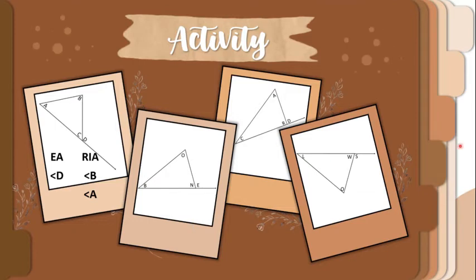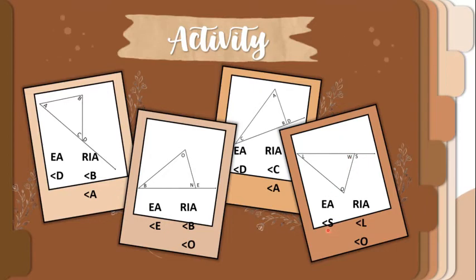Now, let's proceed to picture number 2. The exterior angle in picture number 2 is angle E, and the remote interior angles are angles B and O. And for the third picture, we have angle D as the exterior angle, and angles C and A are the remote interior angles. And for the last picture, we have the exterior angle as angle S, and the remote interior angles are angles L and O.